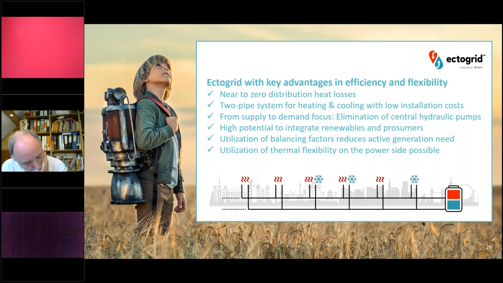The low system temperature enables us to integrate renewables and excess heat sources feeding in at low temperatures, such as geothermal, solar thermal, wastewater heat, mining water heat. We all know the range, and also low-degree industrial waste heat.